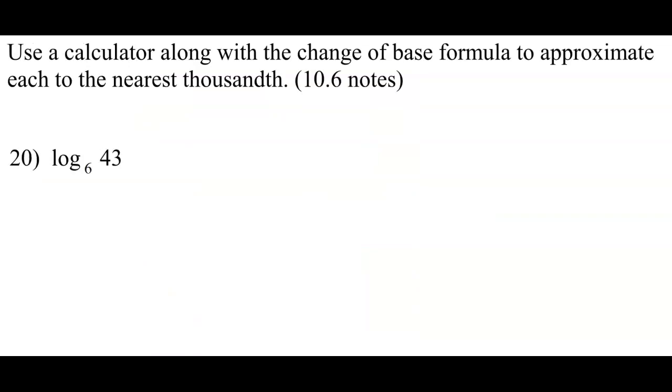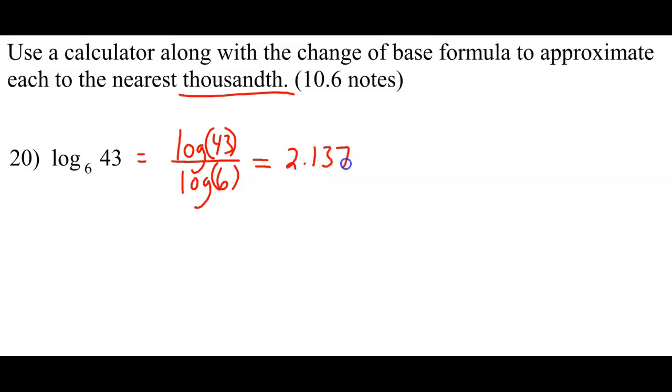Let's go and take a look at number 20. It says, use a calculator using the change of base to approximate this to the nearest thousandth. That means the third number after the decimal. So the first thing we're going to do is log 43 over log 6. That's the change of base formula. And then we're going to go ahead and punch that into our calculator. When you're doing this, you want to remember that on your calculator you put these numbers in parentheses, and you get 2.137 as your final answer there.